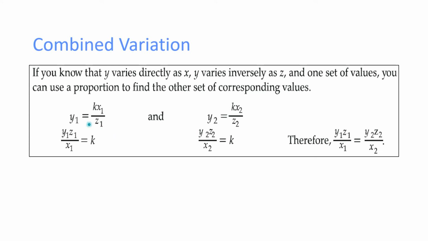If y1 equals k x1 over z1, that tells me that k will equal y1 z1 divided by x1. And on the right hand side, y2 equals k x2 over z2, so k will equal y2 times z2 divided by x2. So therefore we can conclude, as k is the subject, that y1 z1 over x1 equals y2 z2 over x2.